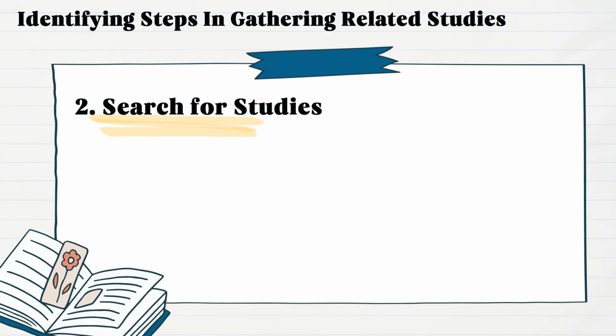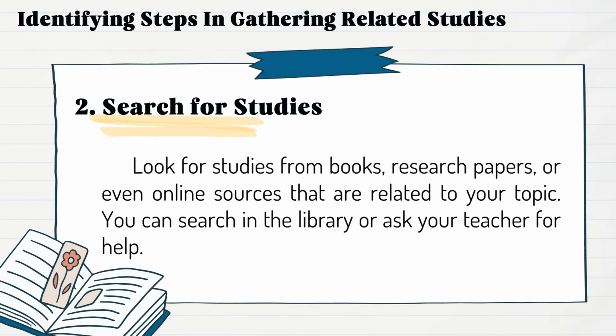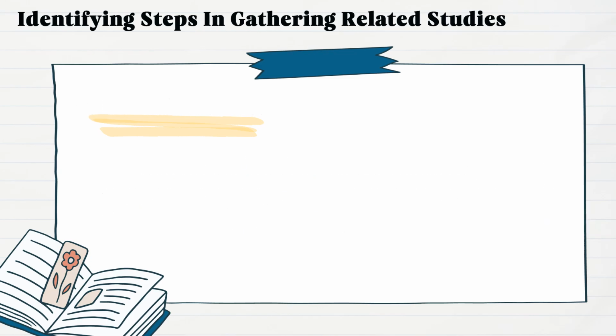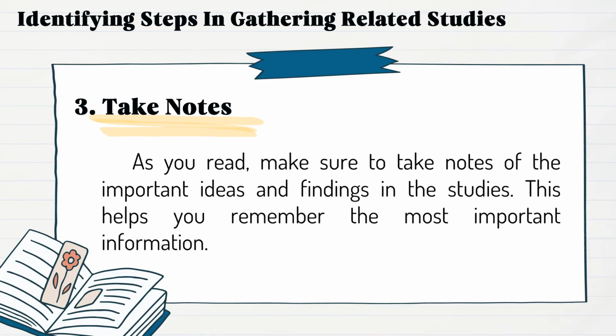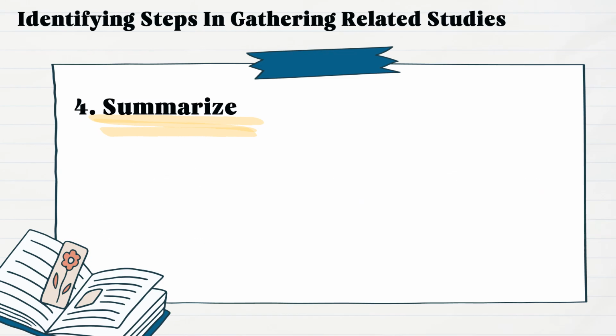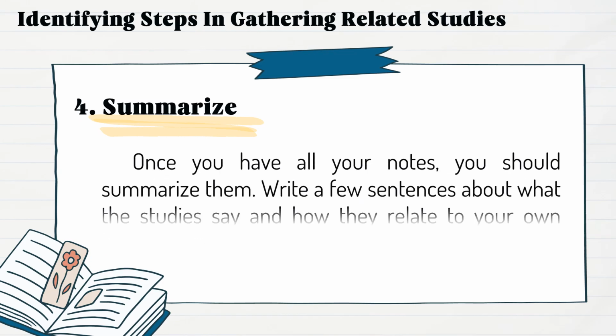2. Search for studies. Look for studies from books, research papers, or even online sources that are related to your topic. You can search in the library or ask your teacher for help. 3. Take notes. As you read, make sure to take notes of the important ideas and findings in the studies. This helps you remember the most important information. 4. Summarize. Once you have all your notes, you should summarize them. Write a few sentences about what the studies say and how they relate to your own experiment.